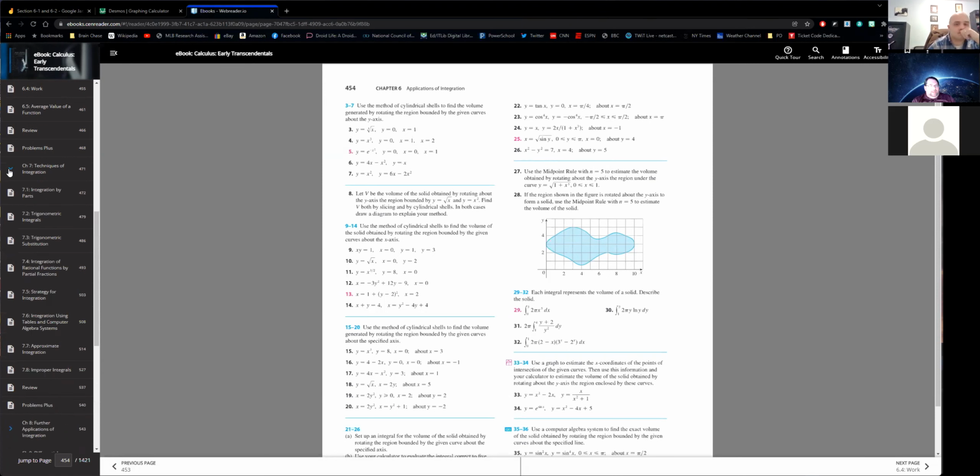And next week we start chapter 7, which is new ways to integrate. So far all this integration has been stuff you did in Calc 1. Chapter 7 teaches you a whole bunch of new ways to integrate.